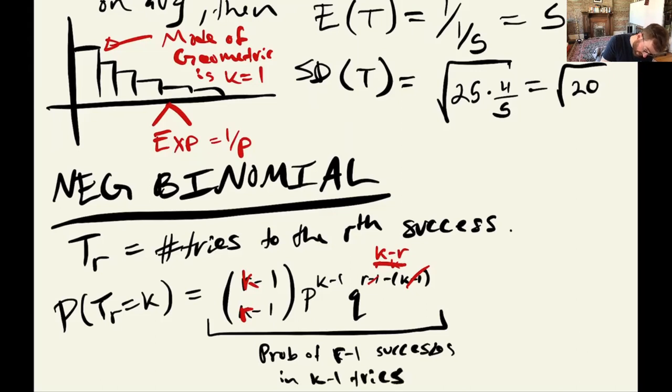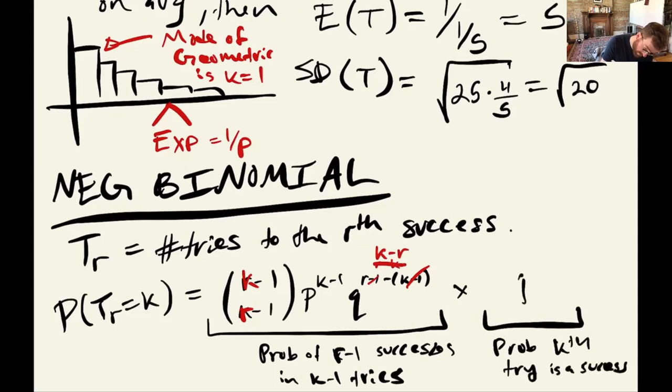And then I need to multiply this by the probability that the rth, or the kth, try is a success. And of course, that's just p because each of these tries is independent of the one that happened before. So we end up collecting all of these into something where now p is raised to the usual r power, but then q is raised to k minus r.